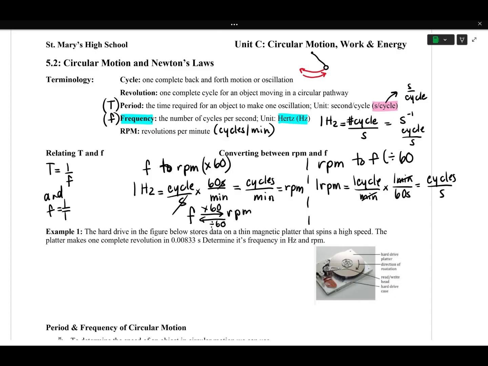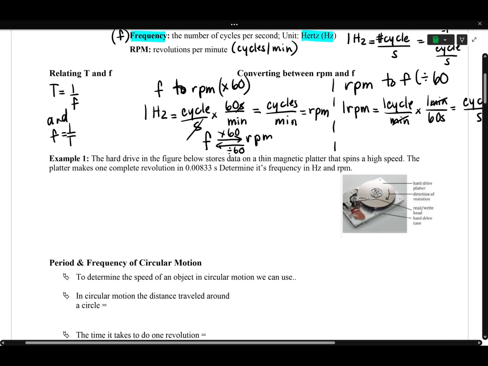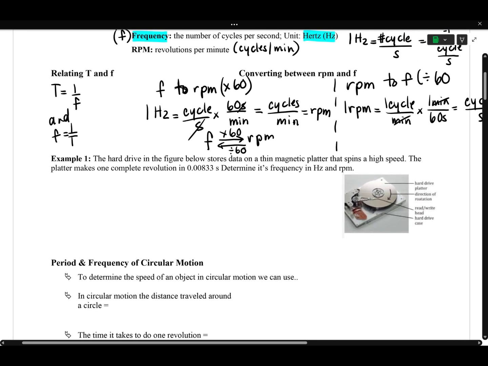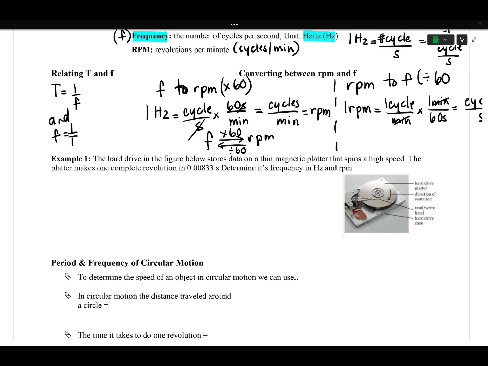Okay, let's try an example. Example number 1. The hard drive in the figure below stores data on a thin magnetic platter that spins at a high speed. The platter makes one complete revolution in 0.00833 seconds. Determine the frequency in hertz and RPMs.